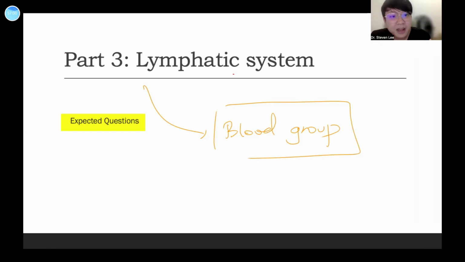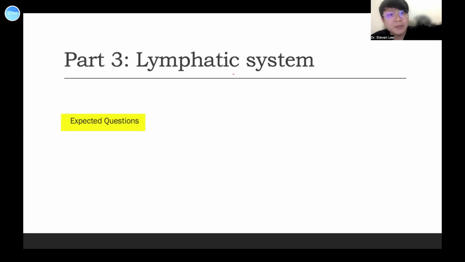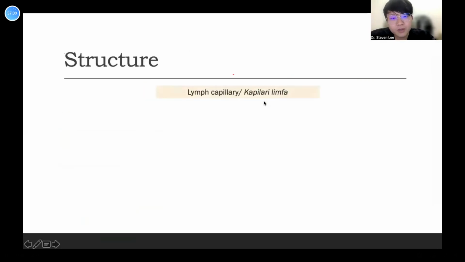But now we have another 20 minutes left. I don't think we have enough time to go through the whole lymphatic system. So why not we just go to part 4 straight away? Part 3, I'll leave it next week together with chapter 11, which is the immune system. Okay? So part 3, we leave it first. Okay, this one you can see all this.